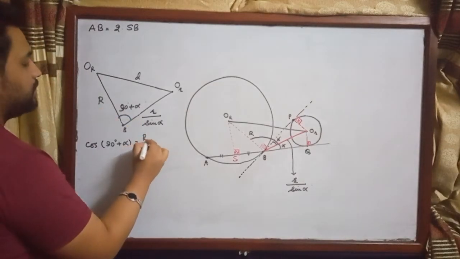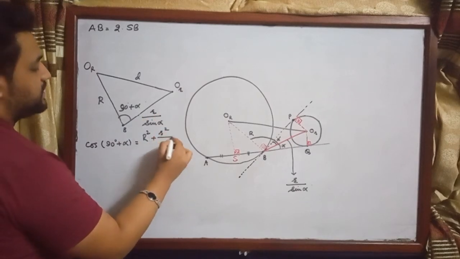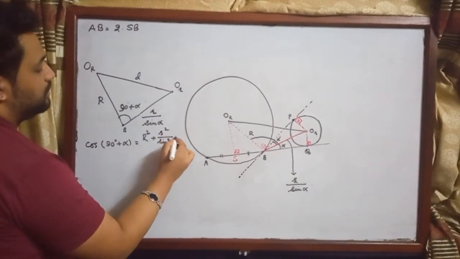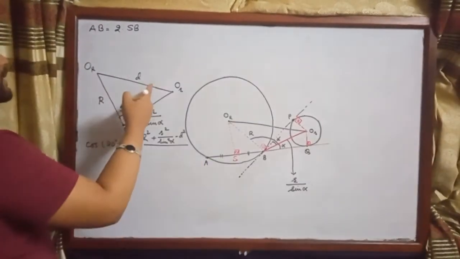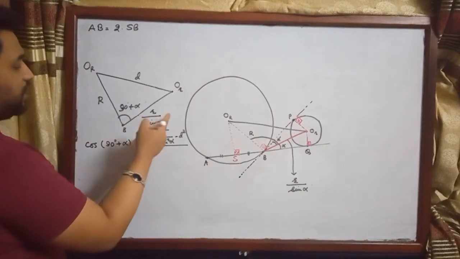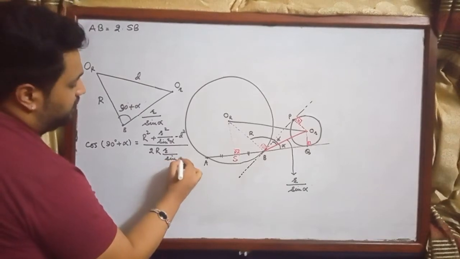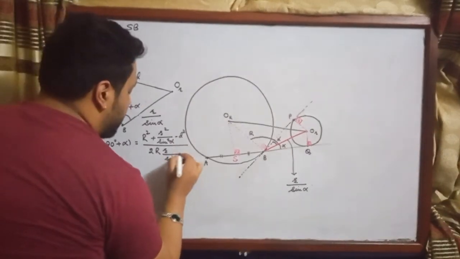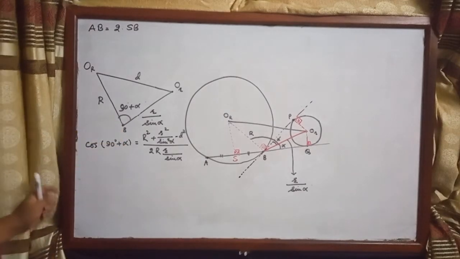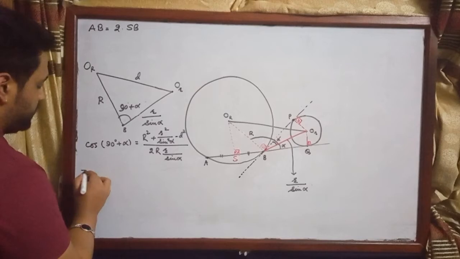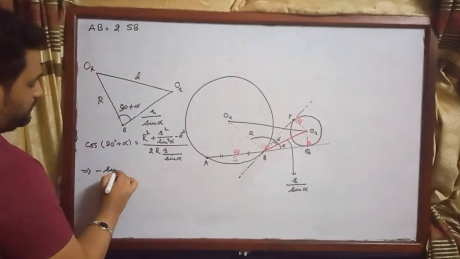R squared plus R squared by sine square alpha, minus D squared, over the product of twice the product of these two sides, so twice R over sine alpha. If you multiply the numerator and the denominator by sine square alpha, cos 90 degrees plus alpha means minus sine alpha.